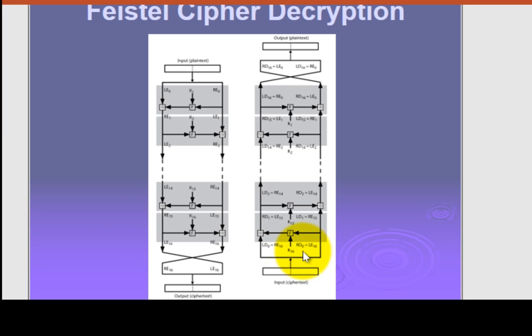So it is completely reverse. You start from the reverse and do the same process as in the encryption, and finally you get LD16 and RD16, that is left-hand decryption round 16 and right-hand decryption round 16. You swap those and you get the original plaintext which you used for encryption. So this is the process of Feistel cipher decryption.